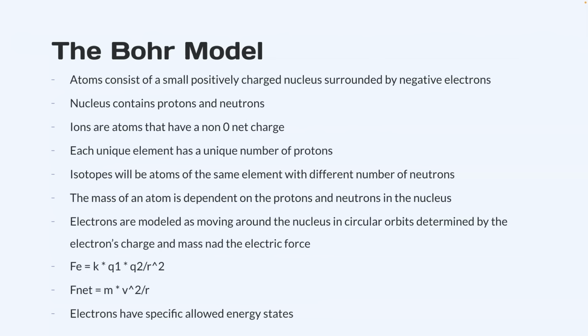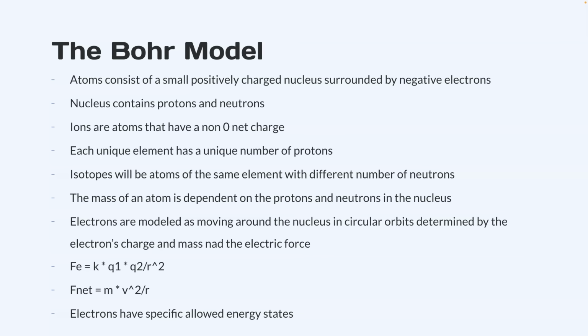Electrons are modeled as moving around the nucleus in circular orbits determined by the electron's charge and mass and the electric force. These are two equations that we went over, but you should know. Electric force is equal to that. We went over this in Unit 4. And the net force on an electron can be modeled by circular motion, as the electron will be orbiting.